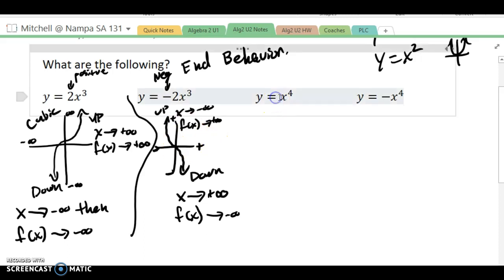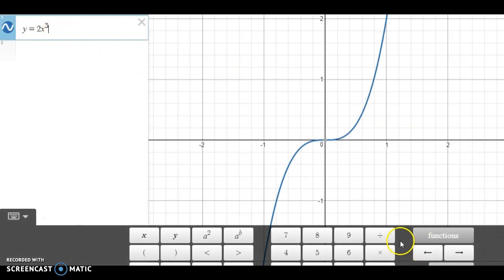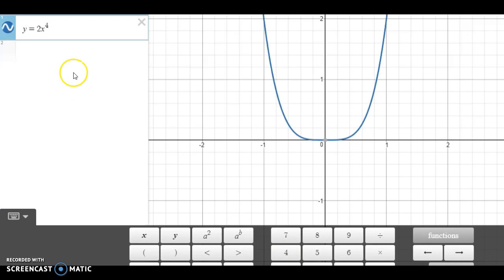So let's look at this one here. Let's put that one into the graph. Let's delete this out here, delete this, put it with a 4, delete the 2.